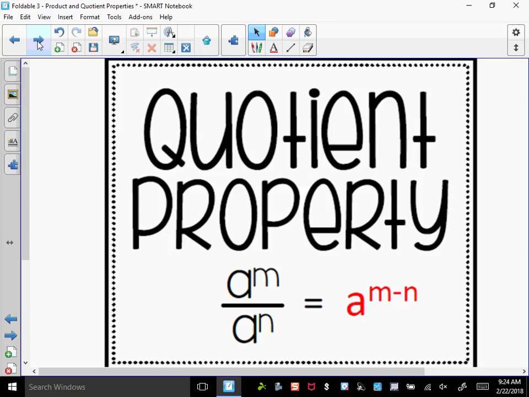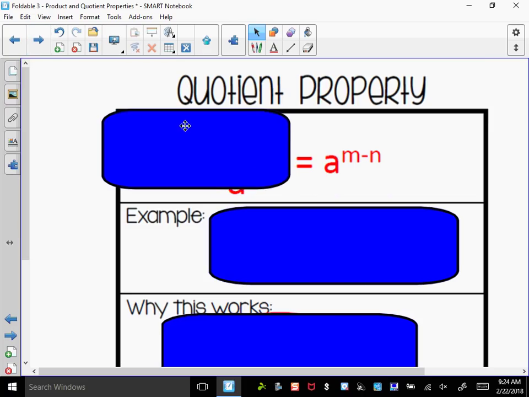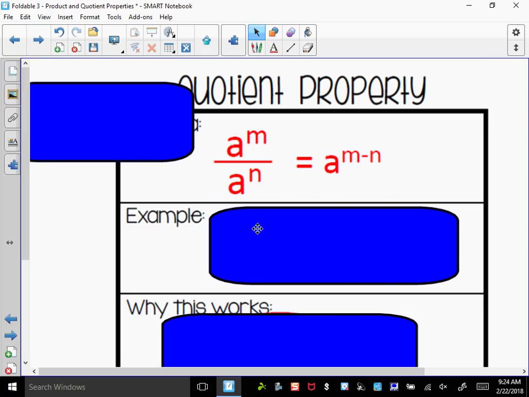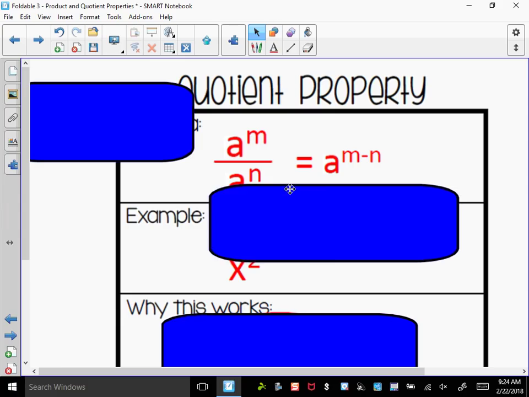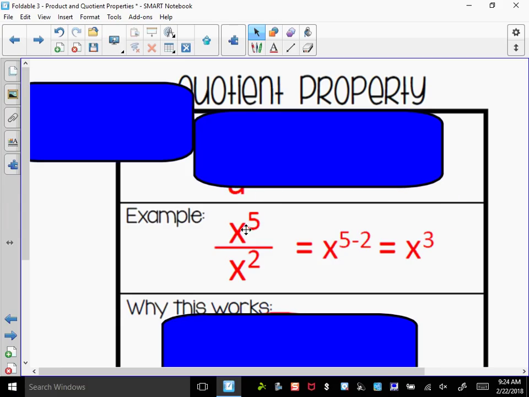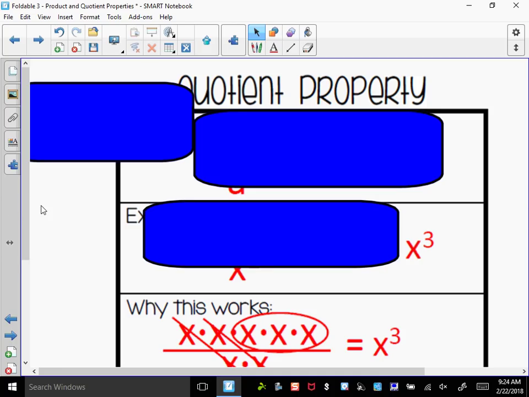All right, so let's take a look. And then it just gives you an explanation again using actual variables and numbers. So if I have x to the 5th over x to the 2nd, I subtract 5 minus 2, that gives me x to the 3rd. Okay, why does that work? Let's take a look.